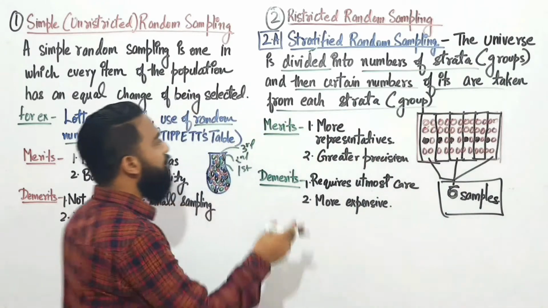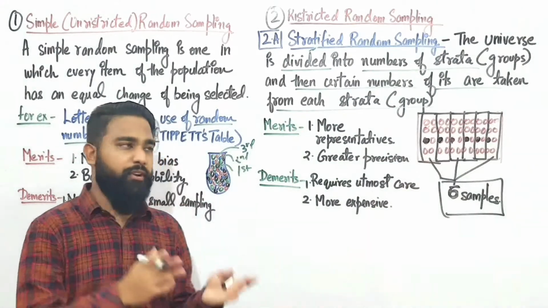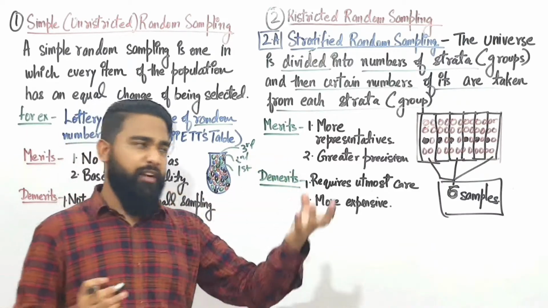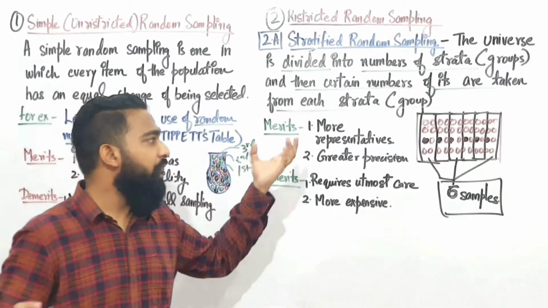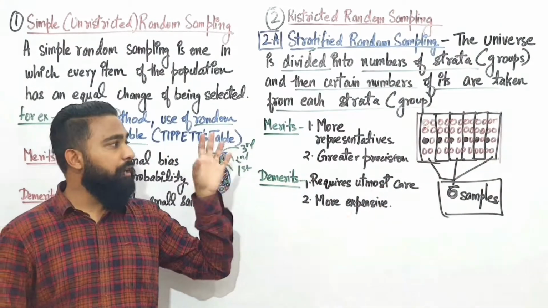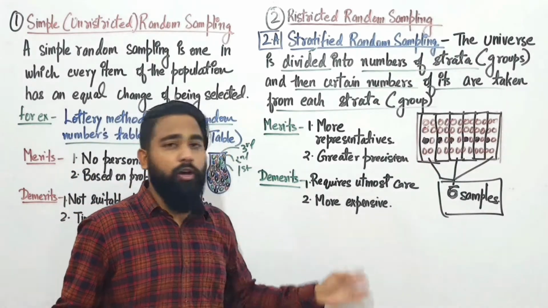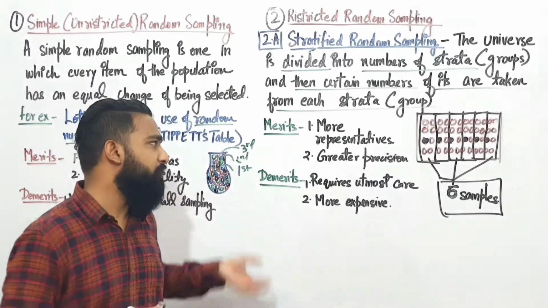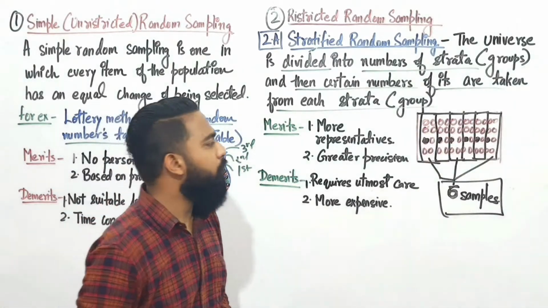Is that clear? Now the merits: more representatives. We can select more and more representatives from different groups, and because you have divided the whole universe into different groups, you can have different people, different samples. You can have better accuracy in your investigation. Demerits: it requires utmost care because you need to take care of all the items so that nobody is left over. And if you are doing a survey at a state level, you have to visit all the places and divide those areas, and thus it becomes more expensive.